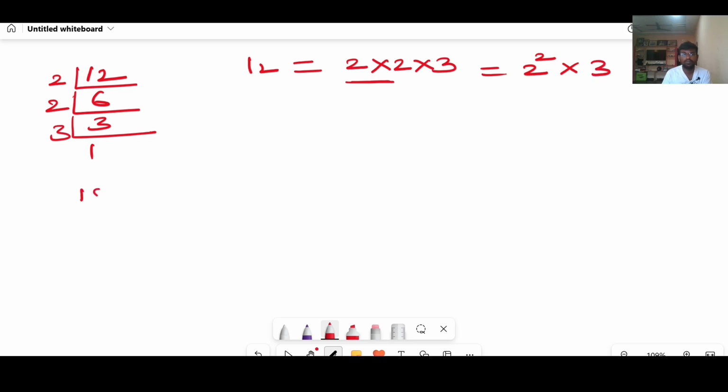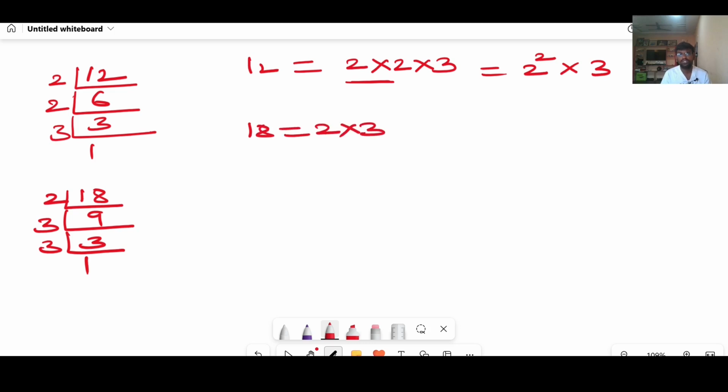And now I will find out the prime factorization of 18, right? 2 nines are 18, first start with 2 only. While you are finding the prime factorization of a number, first start with 2 only, you will get a good conclusion. You can write 3 into 3, and again I can write 3 into 1. 18 can be written as 2 into 3 into 3. I can write it as 2 into 3 square, right?